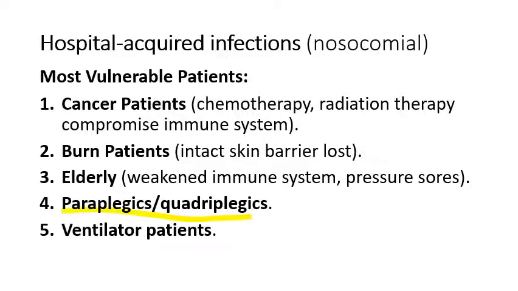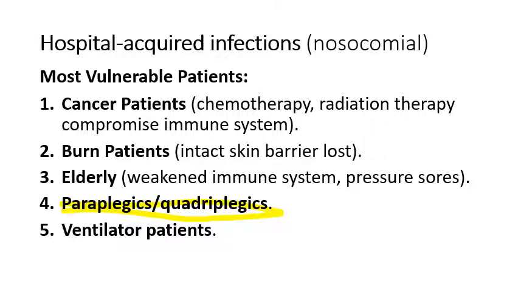Paraplegics and quadriplegics are people who are either paralyzed from the waist down or paralyzed from the neck down. They sit in wheelchairs and don't have the ability to move themselves the way we do. If mobile, ambulatory, able-bodied people sit in a chair for a long period of time, you get uncomfortable and you shift your position in the chair. Paraplegics and quadriplegics can't do that.